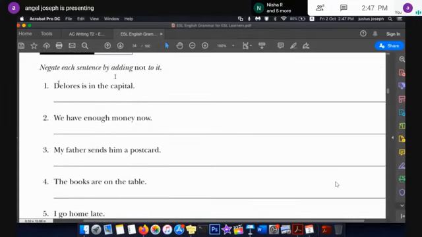Okay, negate each sentence by adding not. Sometimes you might have to use just not, sometimes you might have to use do not or does not, so use it accordingly. Dolores is in the capital. How will you change this? Is not. Dolores is not in the capital. Okay, great. Okay, so let's look at the fourth one. The books are on the table.